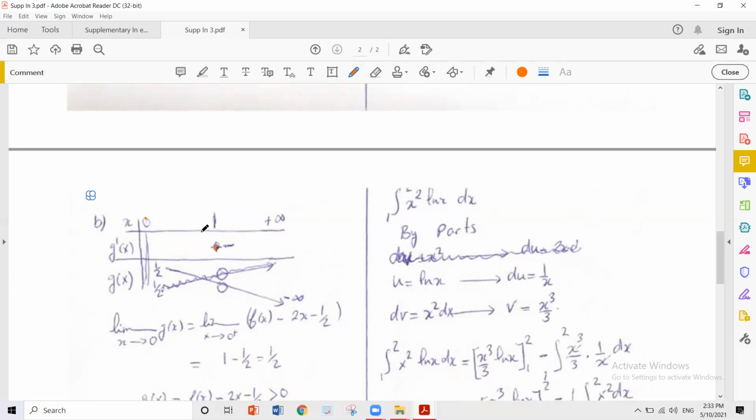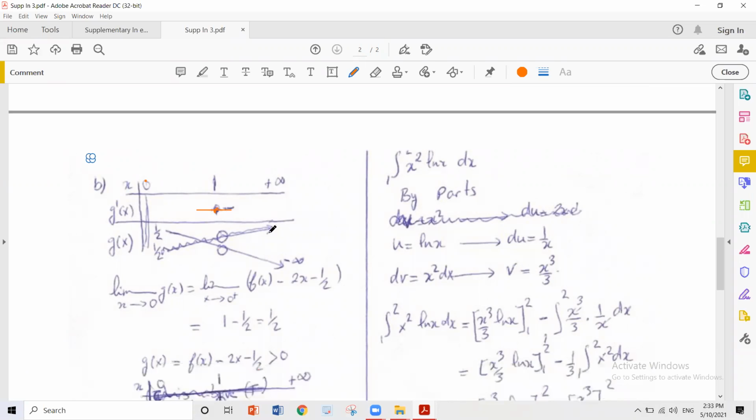What's the question? G prime x is negative. So it is decreasing. We determine the limits. Limit as x tends to 0 gives 1 minus half, which equals half.